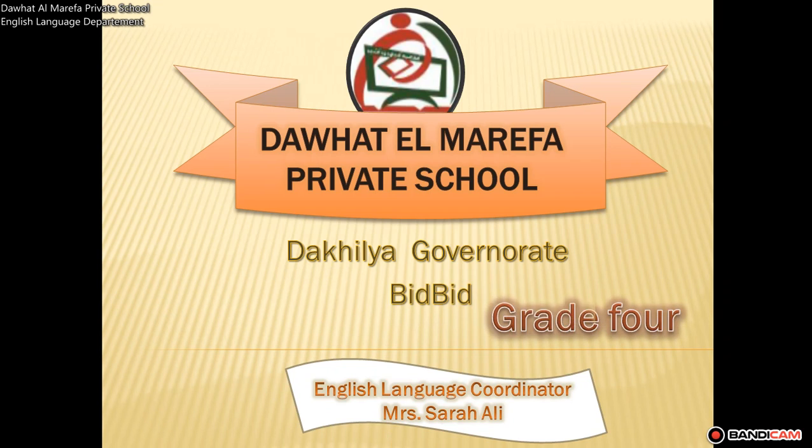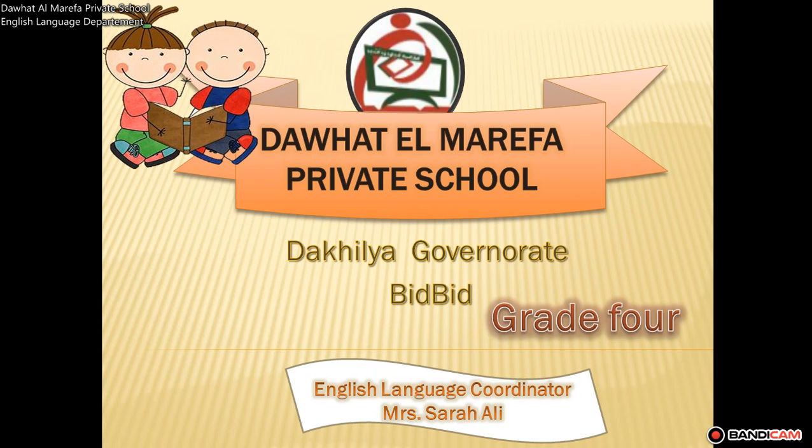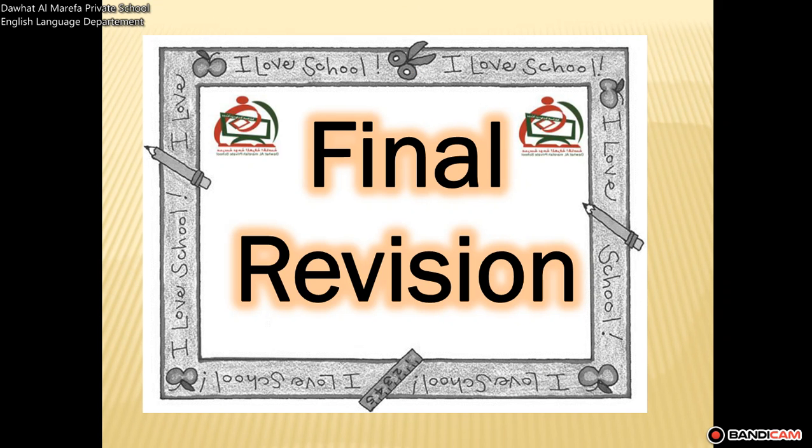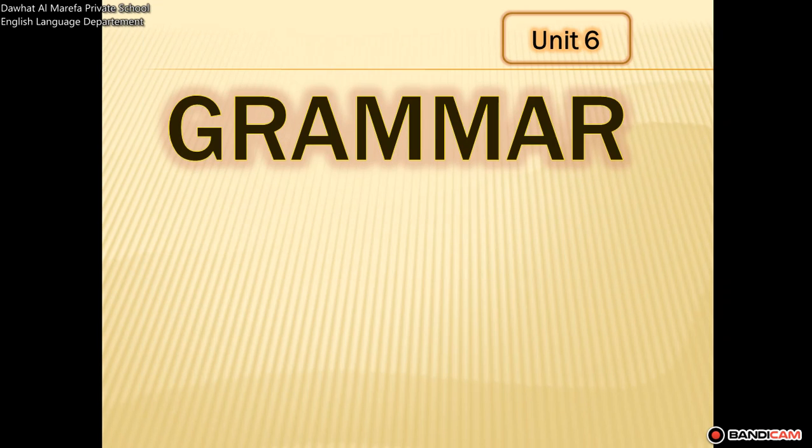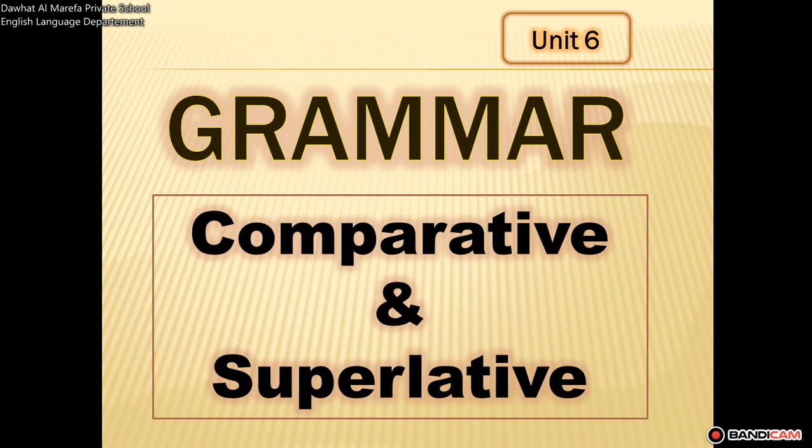And this is your English lesson for today, Wednesday 29th of April, and it's going to be a grammar revision. Let's start. This is the part that we are doing the exercises in each and every week till we finish our booklets. Let's start with Unit 6 Grammar, which is comparative and superlative. We are going to revise this lesson before you answer the questions in your booklets. So let's start.